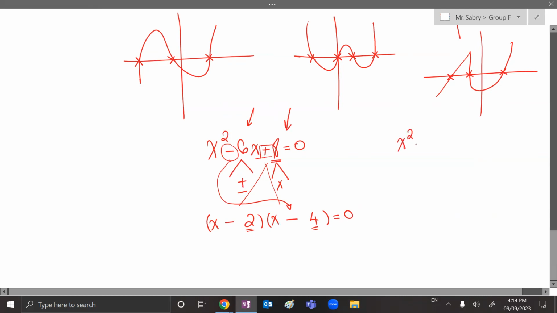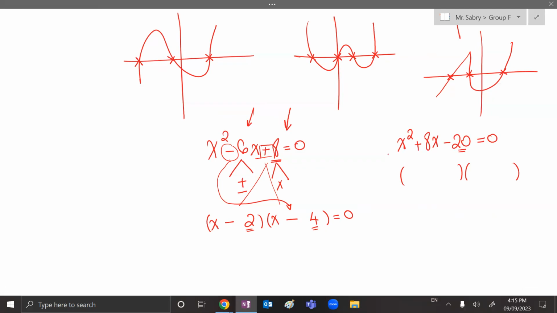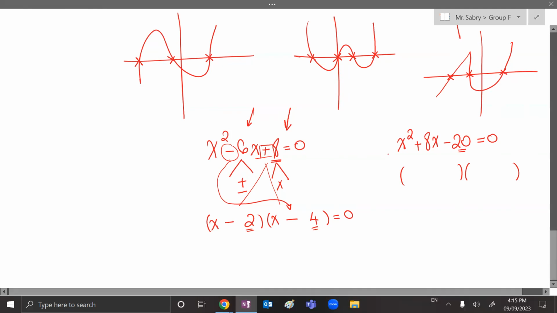x squared plus 8x minus 20 equals 0. I need two numbers multiplied by each other to give me 20, and added or subtracted to give me 8. 5 times 4: plus would be 9, minus would be 1. So it doesn't work. 2 times 10: plus gives 12, minus gives 8. So yes, it works.